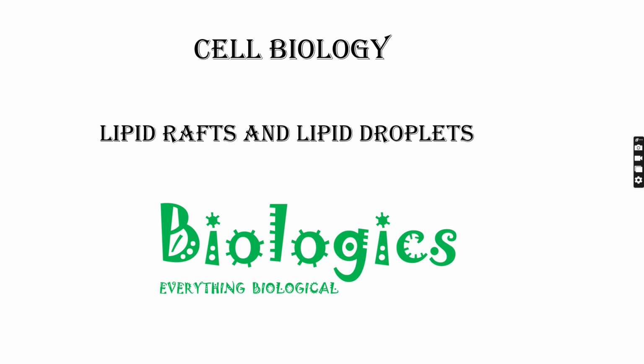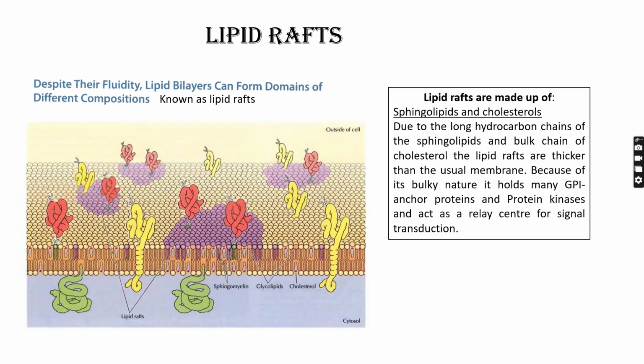So today we are going to study lipid rafts and lipid droplets. Lipid rafts and lipid droplets are a very important part of the plasma membrane, and it is very important for CSIR NET. So let's see what lipid rafts are. Despite their fluidity, lipid bilayers can form domains of different composition known as lipid rafts.